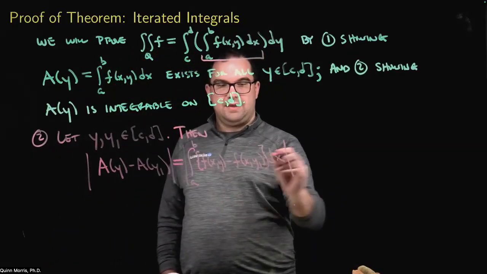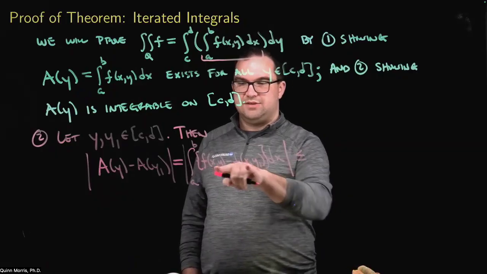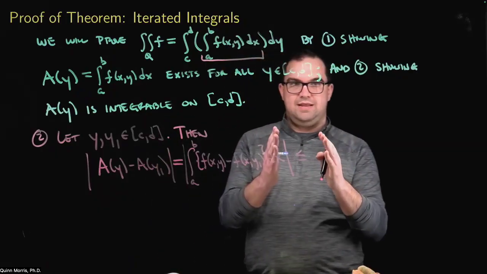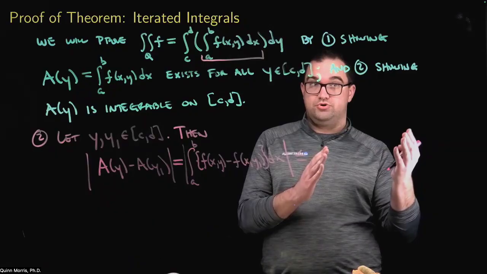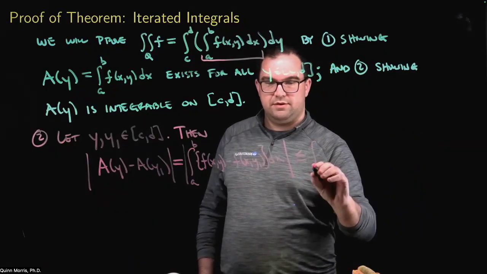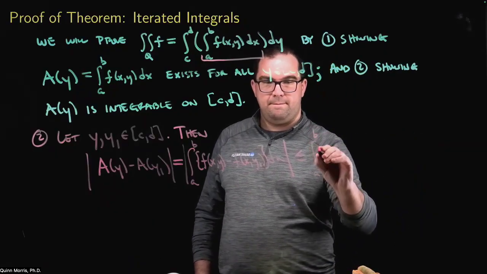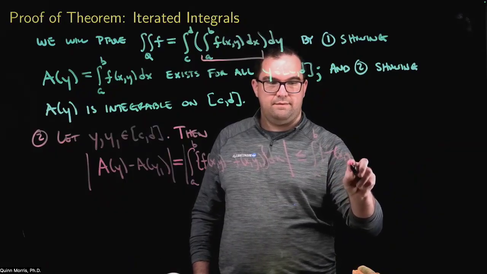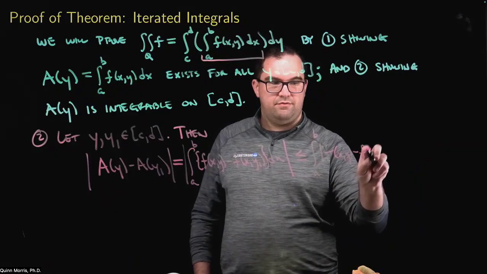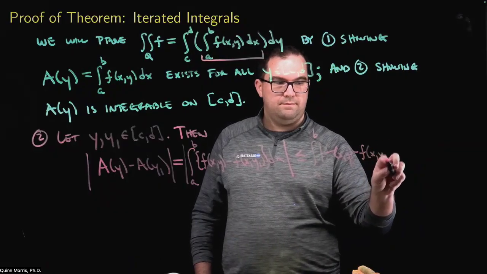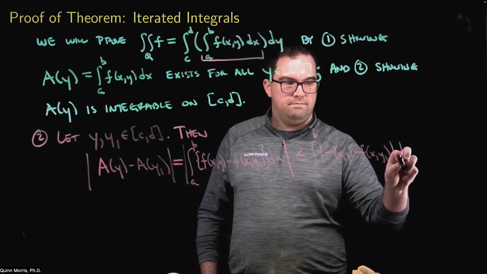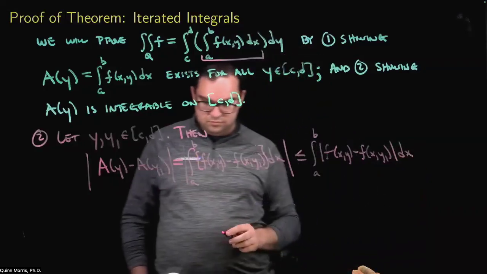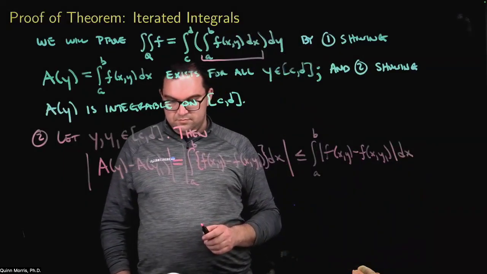And now I can actually move the absolute values inside this integral, but remember when I move absolute values inside an integral, it potentially makes it larger. So this becomes the integral from a to b of the absolute value of f of x y minus f of x y1 dx.